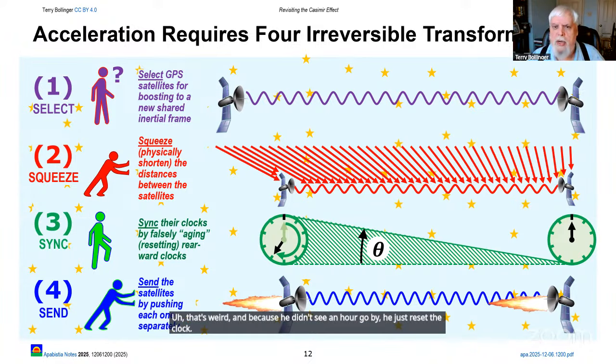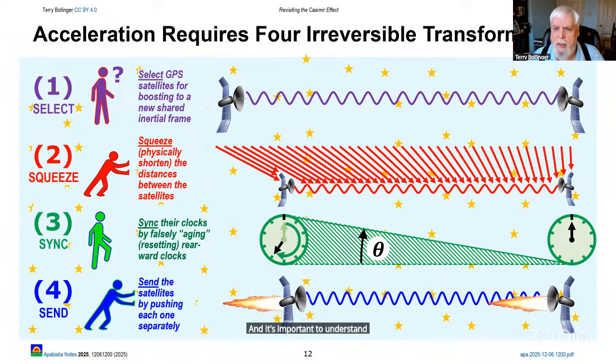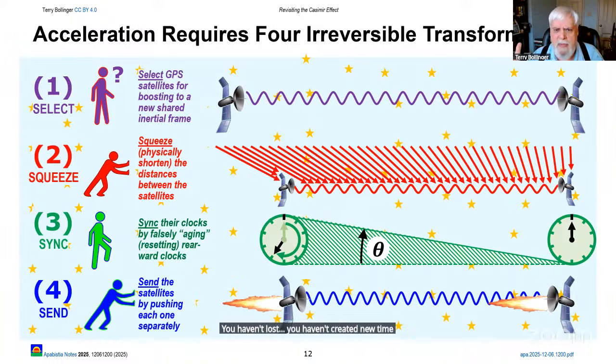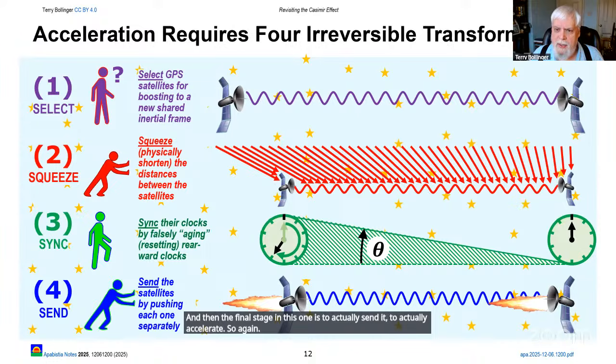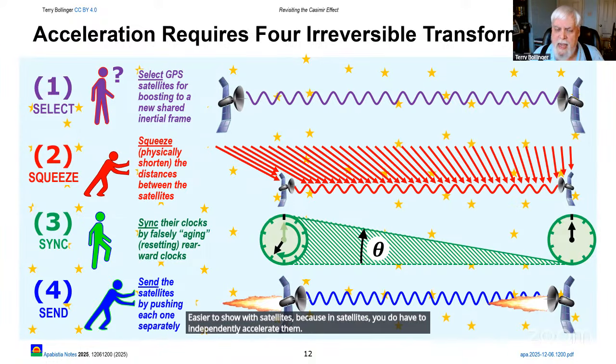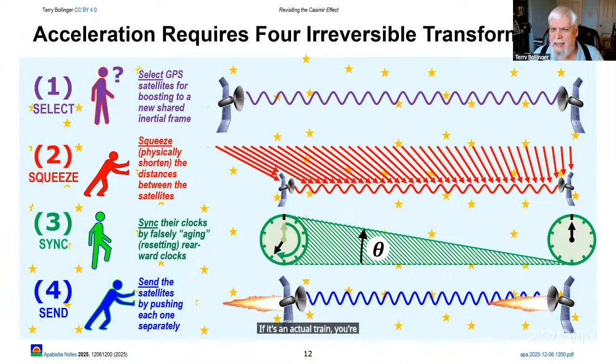And it's important to understand that difference because that's where the time paradoxes disappear. Because you realize that the elapsed time is still exactly the same as the embedding frame. You haven't created new time, you haven't taken time out somewhere, you just reset the clocks. And then the final stage in this one is to actually send it, to actually accelerate. So again, easier to show with satellites because in satellites, you do have to independently accelerate them. If it's an actual train, you're pushing it. So it's easy to skip over that detail.